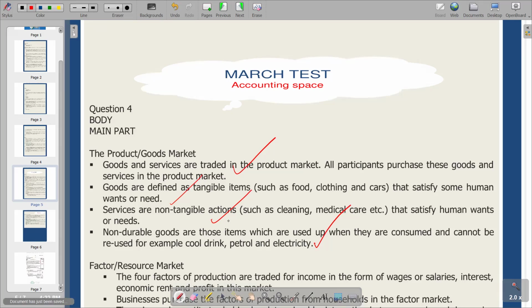And of course, you can further go on and describe semi-durable goods, which last a short period of time and can be used more than once. They last a short period of time, but they can be used more than once. So that's semi-durable. Then durable goods can be used again and again and do not wear out very easily. So those are the further subdivisions that we can come up with in terms of durable, non-durable, and semi-durable.